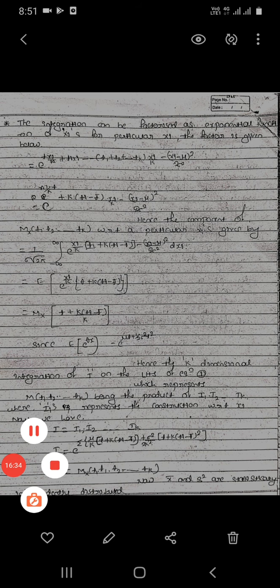Hence, the k-dimensional integration I on the left-hand side of equation 1, which represents M of t1, t2, and so on tk, is the product of I1, I2, and so on Ik, where Ii represents the contribution with respect to xi. Now we have I equal to I1, I2, and so on Ik, that is equal to e raised to summation of (mu upon k into (t plus k into (ti minus t bar)) plus sigma squared upon 2k squared into (t plus k into (ti minus t bar)) whole squared), that is equal to Mx of t1, t2, and so on tk. Now x bar and s squared are statistically independently distributed.